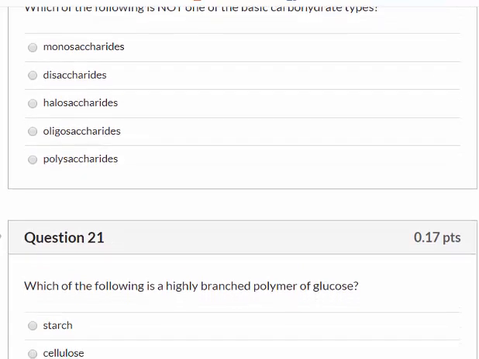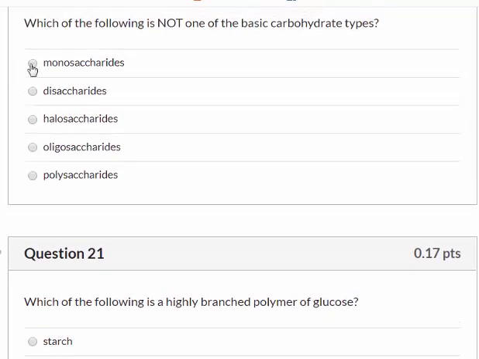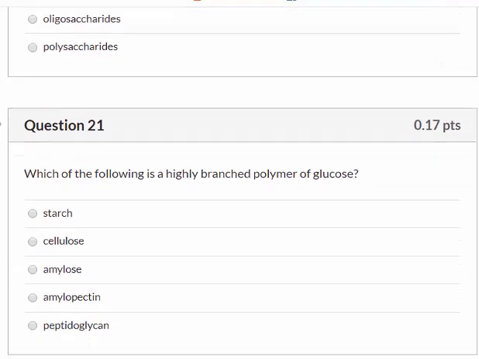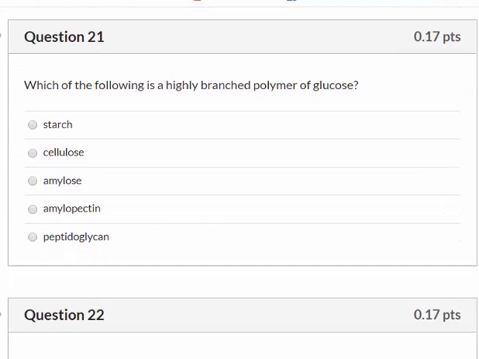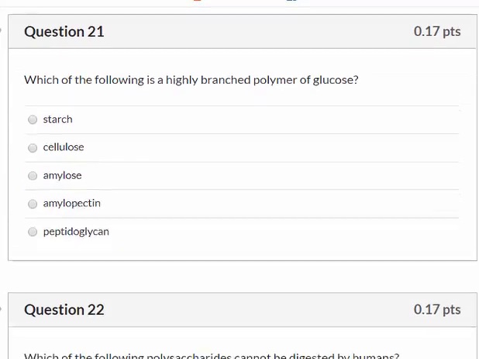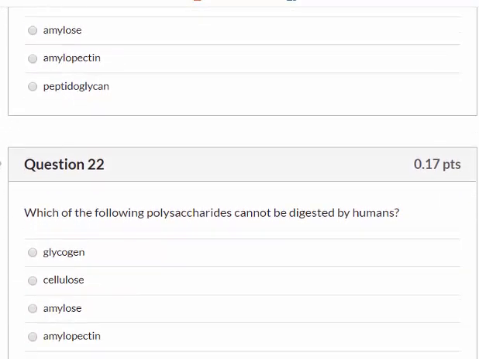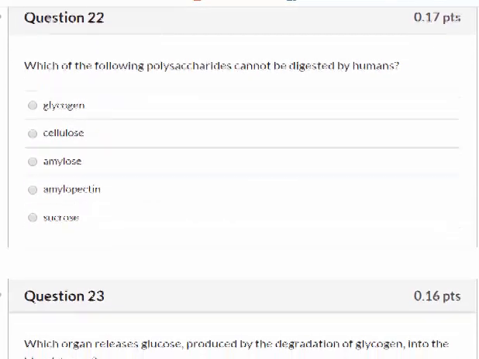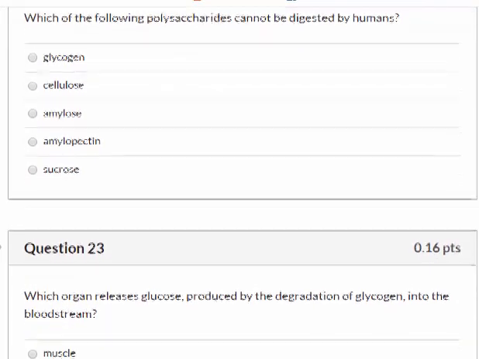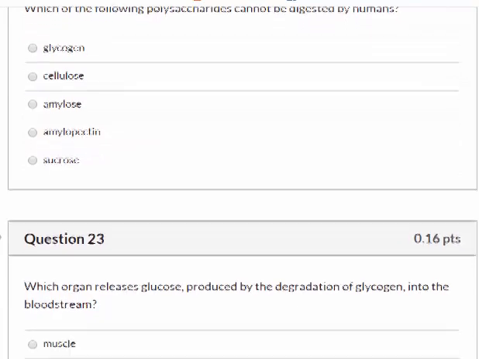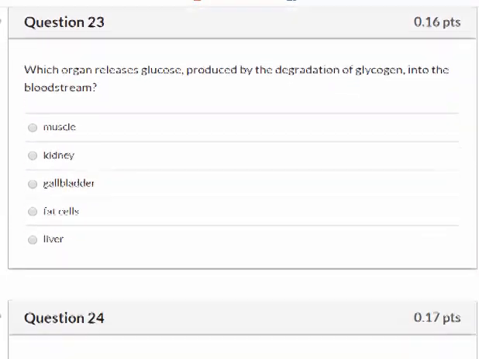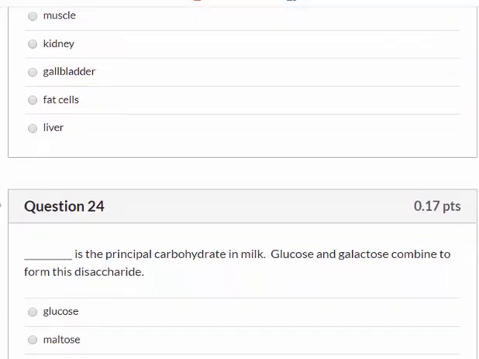Yeah, this is another thing you can look up. Mono means one, di means two, halo means salt, oligo means a few, poly means many. That's something you can look up. I already mentioned this in this video. You can look that up.